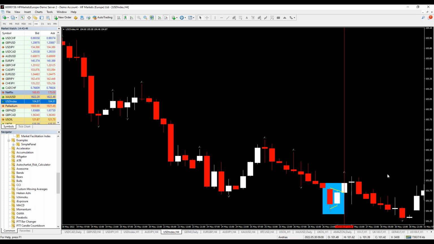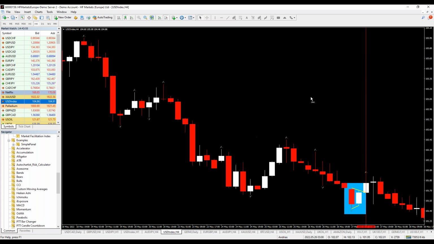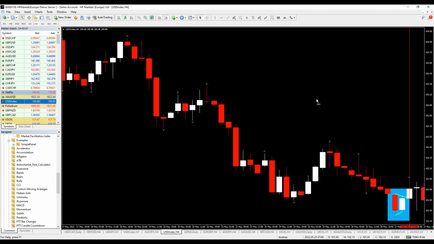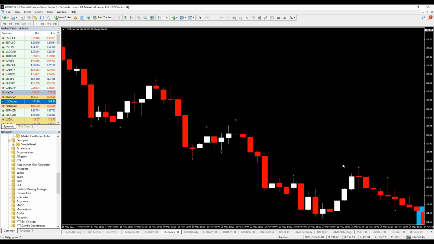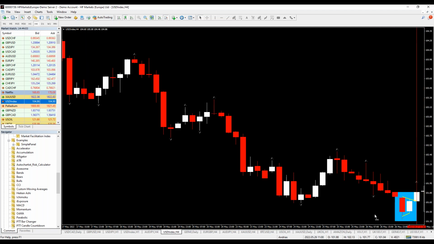What is the overall trend over here? Can anyone reply to me? What is the overall trend over here? Ignore what happened afterwards. So we are here, and we are observing. We have seen that we have two inside bars over here. What is our overall trend? Come on.